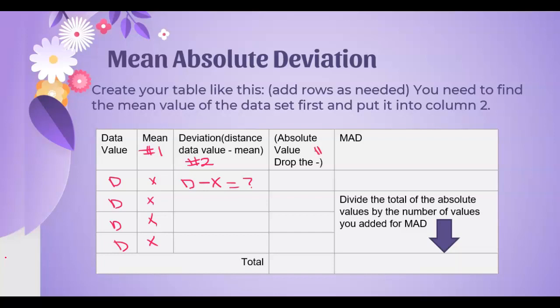This is number 3. These are all positive numbers. You're going to add all of these together, all of column 3 together. This is your step number 4. And then you're going to divide the total of the absolute values, this total right here, by your numbers. And you're going to come up with this number here. That's your mean absolute deviation.